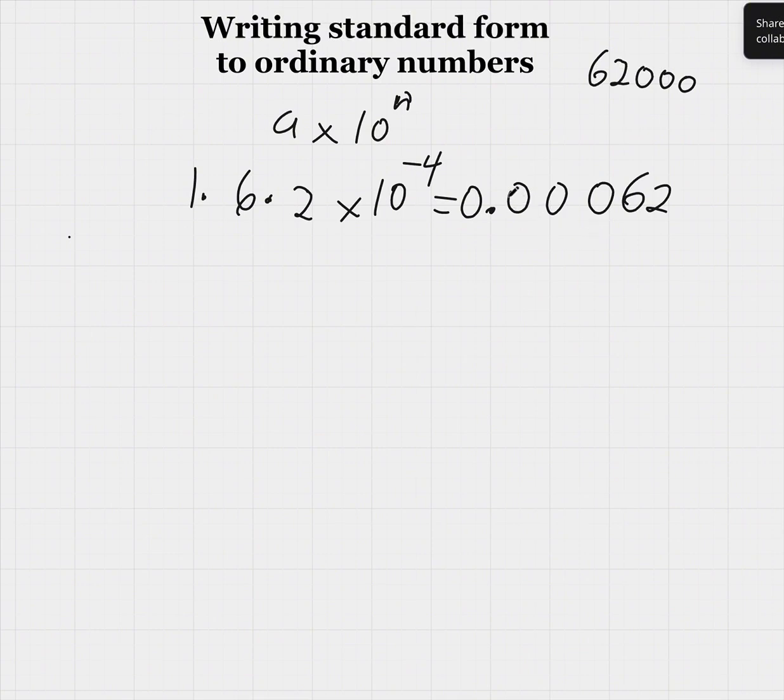Right? To confirm if this is right, just move it 4 times to see if your decimal point, moving it 4 times, would get between 6 and 2. So let's try that. 1, 2, 3, 4. And so it means it's right. Let's try the second question. If we have 4.8 times 10 raised to the power minus 5.